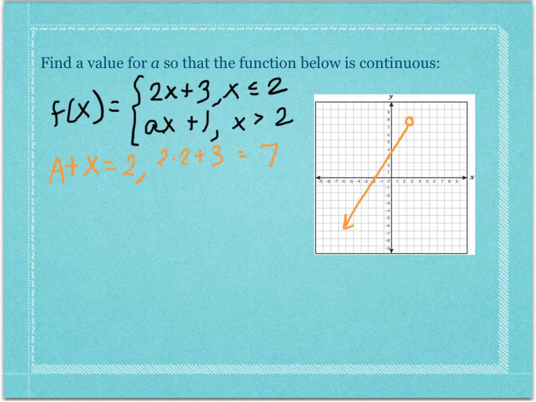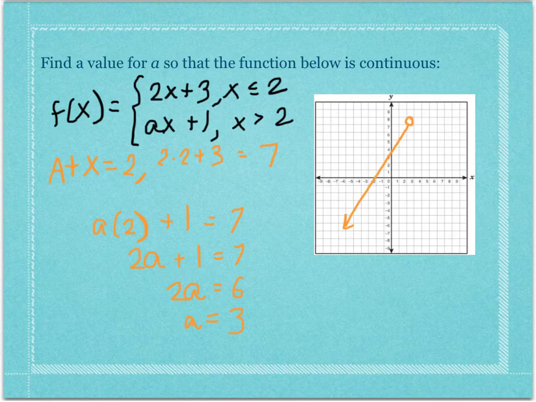So probably the way to do that would be just to take this bottom one, the ax plus 1, but I am going to put in 2 in place of x. And I want that actually to equal 7. And why 7? Well, that's what the current y value is up there. If this is going to be continuous, they certainly have to meet up. So in solving this little equation, I get 2a plus 1 equals 7. I subtract 1 from each side, so 2a is 6, and therefore a must be 3.